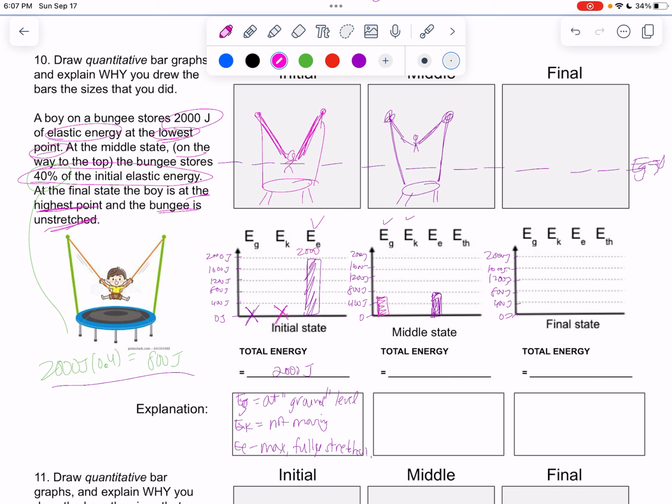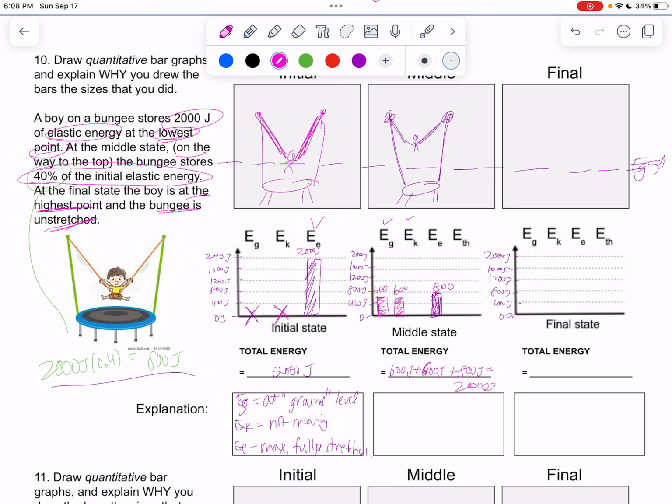Let's see. So this is 2,000. 600, 800. Okay, so if that's the case, this has to be 400 for kinetic, right? Because 600 plus 400, nope, plus 800, that is not 2,000. I need that to total 2,000, so that's actually 600. Okay, so if I'm going to do that, I have to have 600, 600, like that.